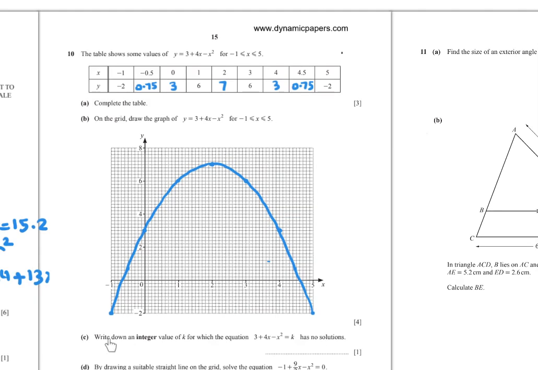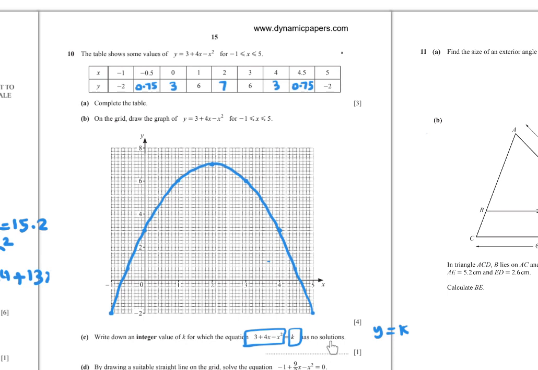For part C, write down an integer value of k for which the equation 3 plus 4x minus x squared equals k has no solution. The left hand side is the curve we drew, and the right hand side is k. To solve this equation graphically, you need to draw the horizontal line y equals k. But I need this horizontal line to not intersect the curve at all, because it has no solution. Has no solution means the horizontal line doesn't intersect the curve.